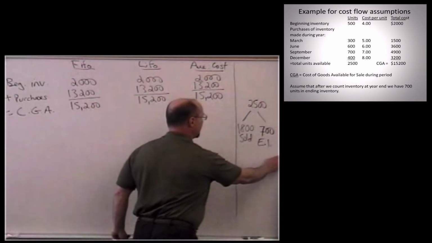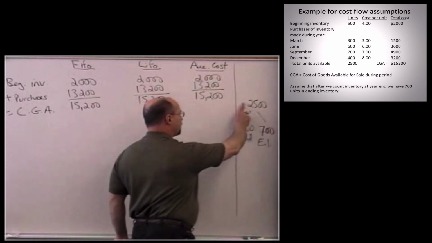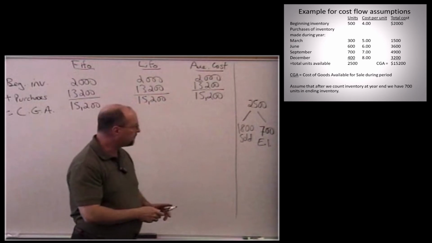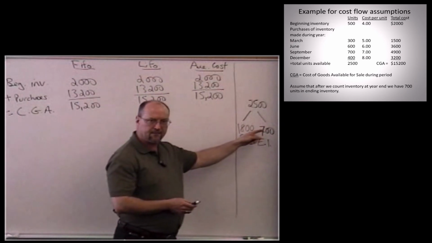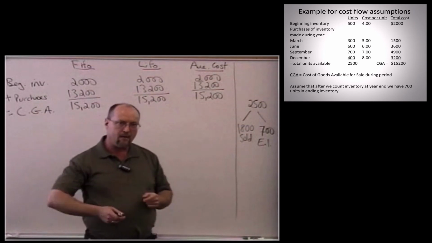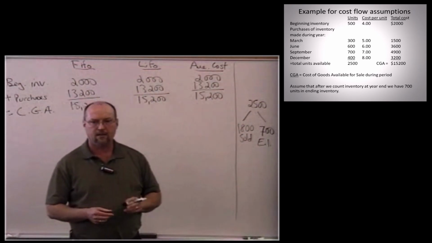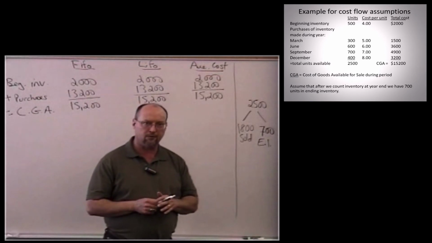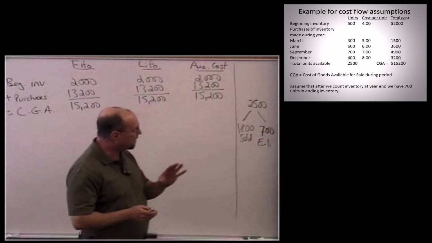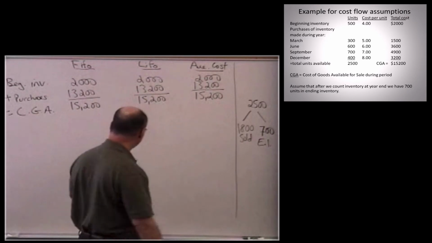Okay, I'll push this back briefly. So 1,800 units sold. If we had 2,500 units available, and 700 is still in ending inventory, we must have sold 1,800 units. So we now have to determine the dollar value of ending inventory and cost of goods sold, and they'll be a little bit different for each one. So hang on to those numbers, and let's take a look at FIFO first.